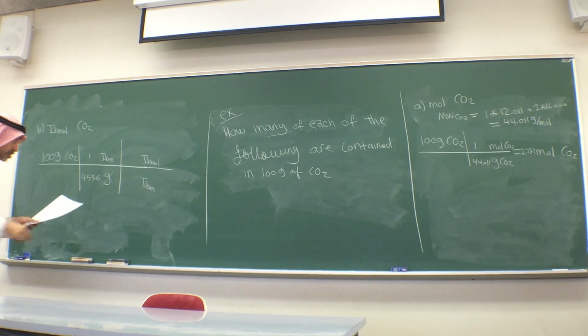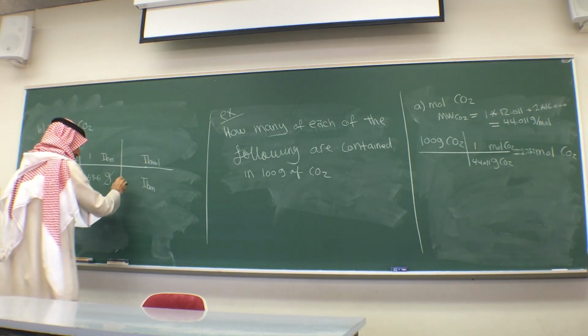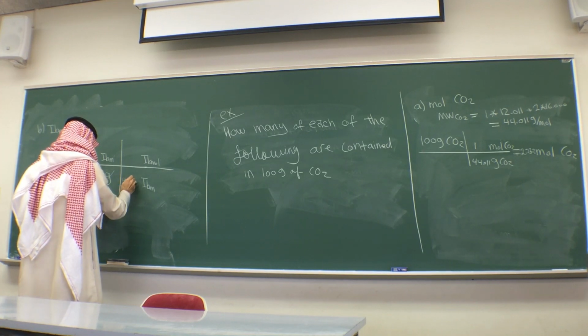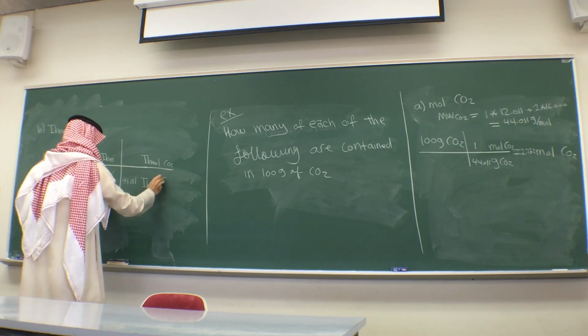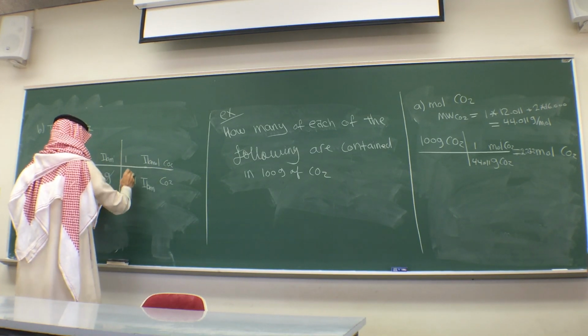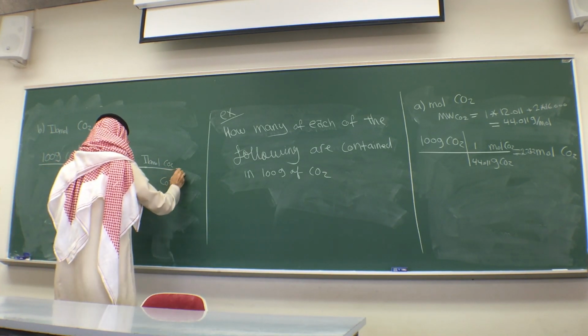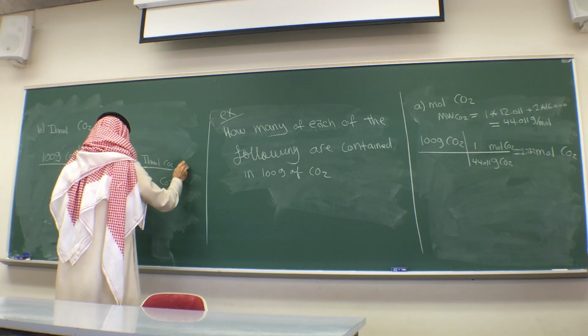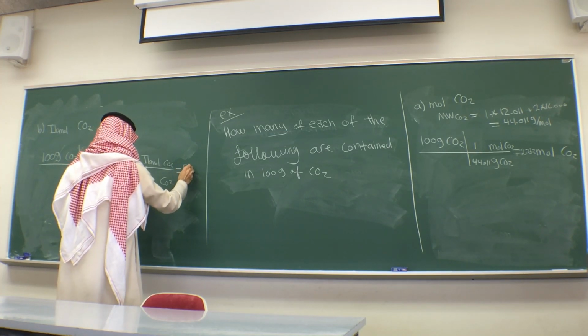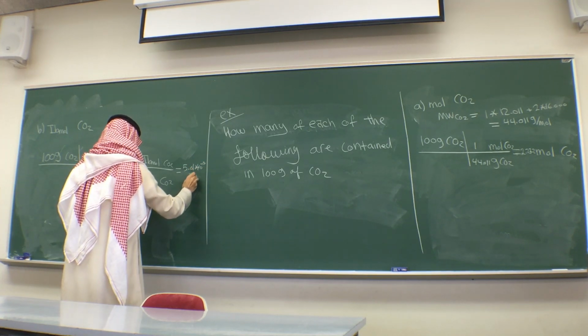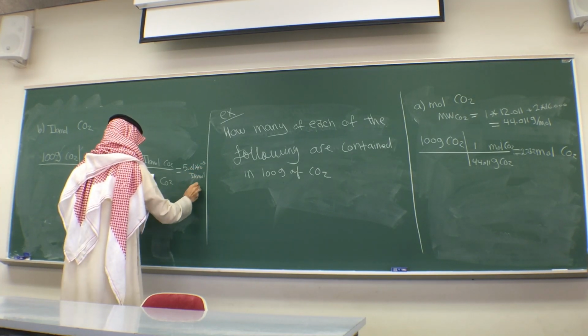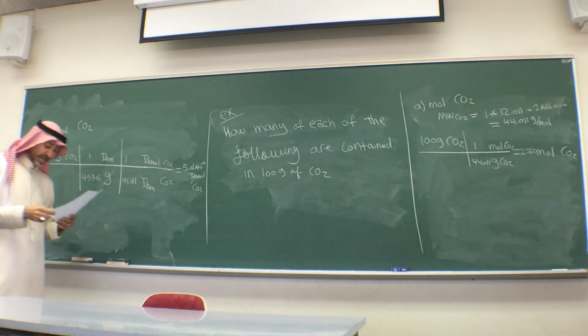Molecular weight. The molecular weight, as we said, is the same thing, so I can put it: 44.011 pound mass CO2 equals 1 pound mole. So this will equal 5.01 times 10 to the minus 3 pound mole CO2. Okay?